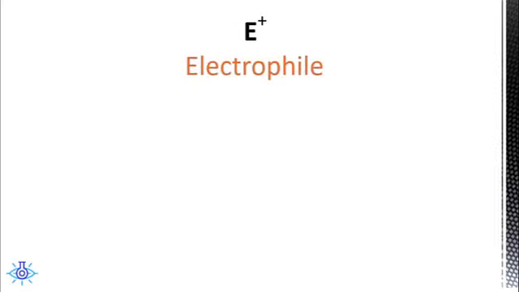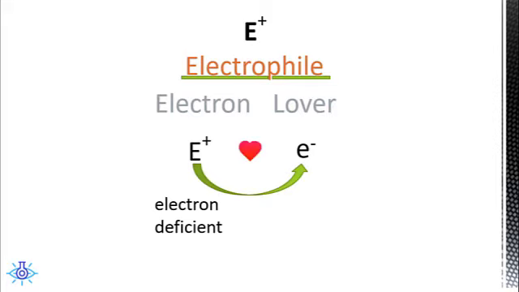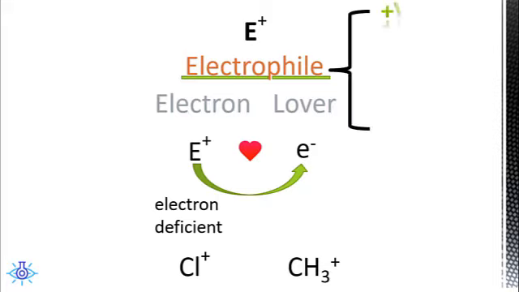An electrophile is a combination of two words. Electro means electron and phile means lover. It is deficient of electrons. Hence, this electron deficient electrophile is attracted towards electron rich sites from where it can obtain electrons. Cl+, CH3+, all these are examples of electrophiles. This electrophile is of two types. One is positively charged and the other is neutral.